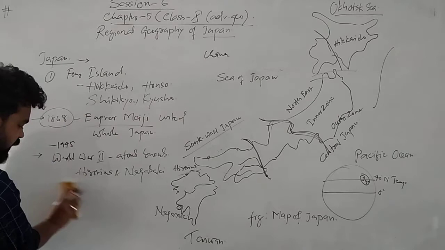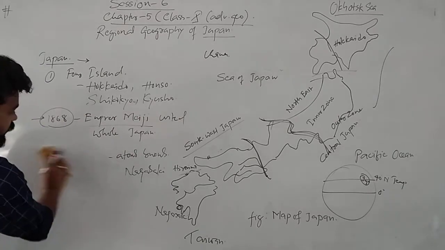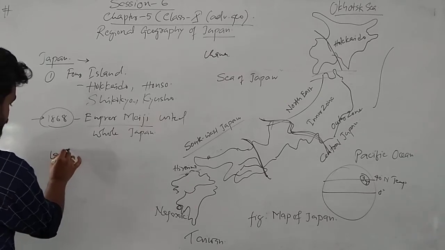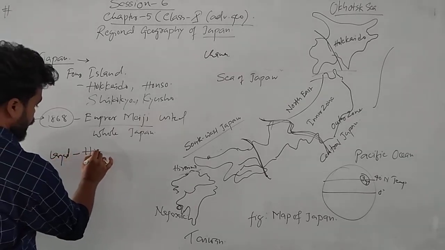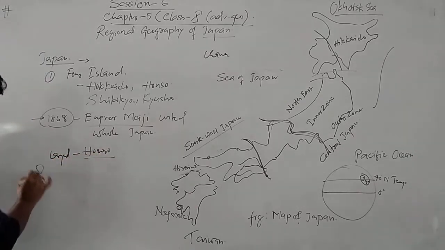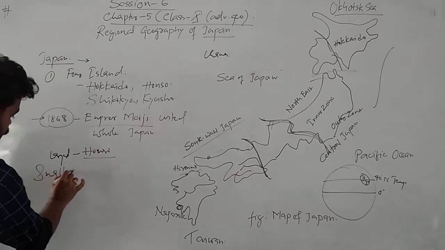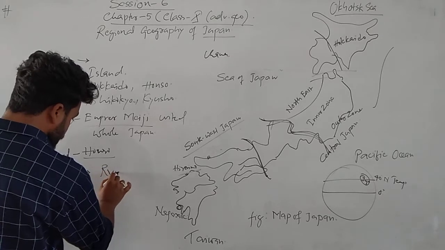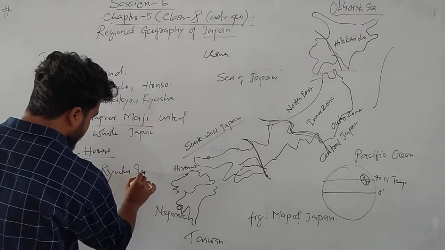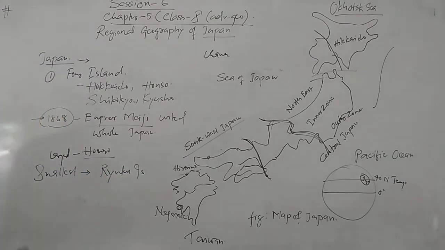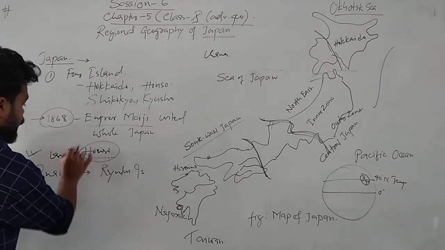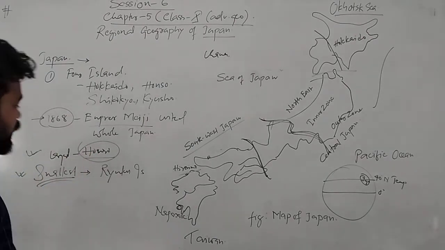Then we'll see the largest island. Which is the largest island? The largest is Honshu. And we'll see the smallest. What is the smallest island? Another island is Ryukyu. Ryukyu island is the smallest island. Because a question may come, what is the largest island of Japan, you can write: the largest island of Japan is Honshu and the smallest island of Japan is Ryukyu.